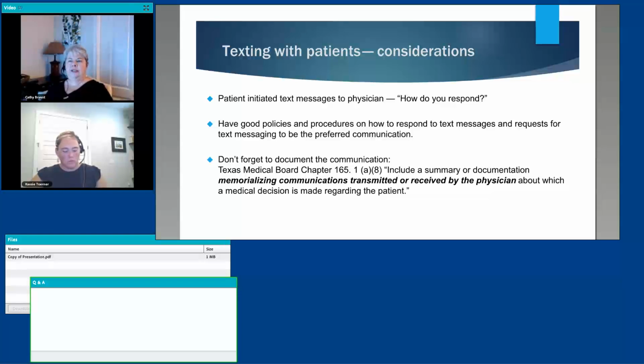So if a patient texts you a message and they say they have something going on, even if you pick up the phone and call them back and say, okay, this is what I think's going on, this is what I'm going to suggest we do, you still have to write that down in your record. It can be written as a phone note or however your EHR or your documentation system allows.